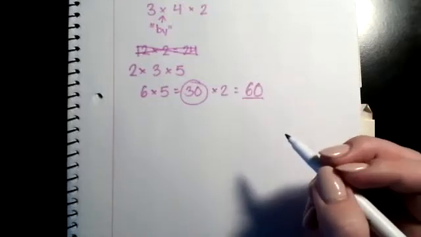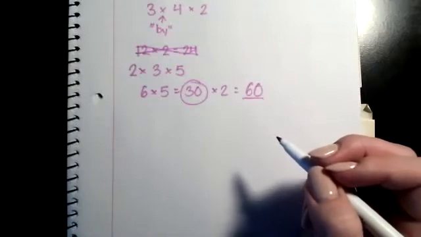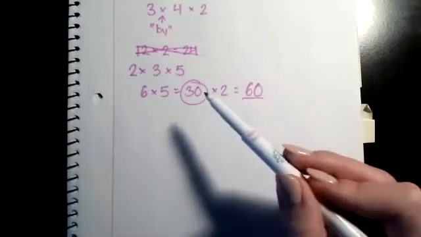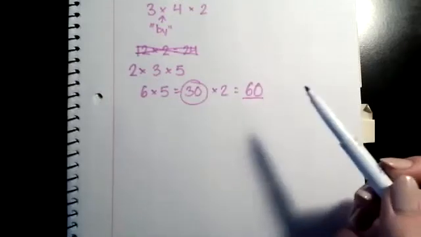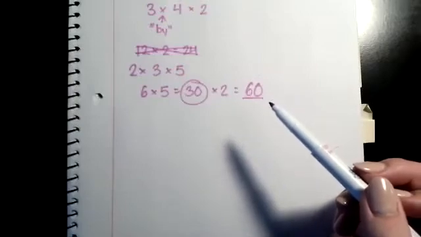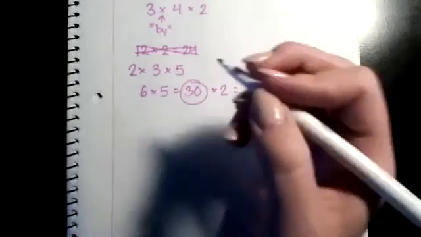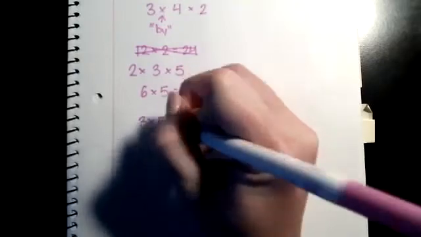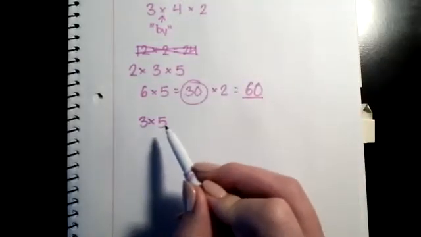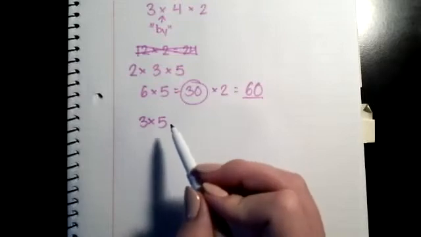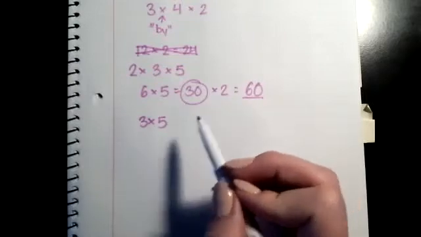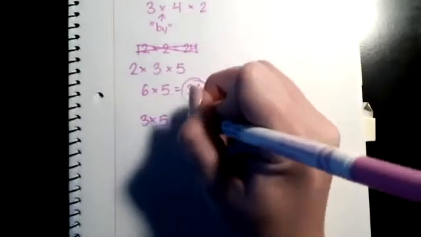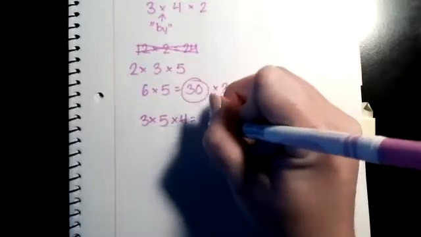First one I'm going to do, I'm going to try and get to 30 first, and then just double that. Let's try one of these. Let's try this: 3 times 5, that's 15. If I doubled that, I'd only get 30, but if instead of multiplying by 2, I multiplied by 4, 15 times 4, that would be 60.